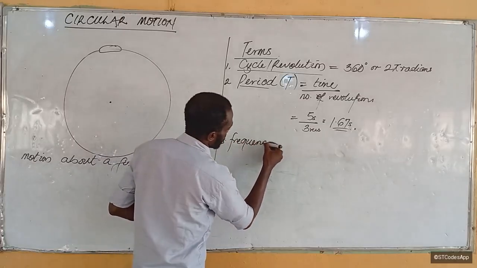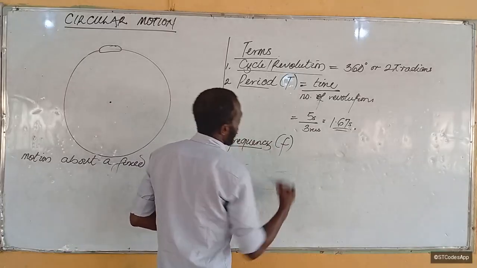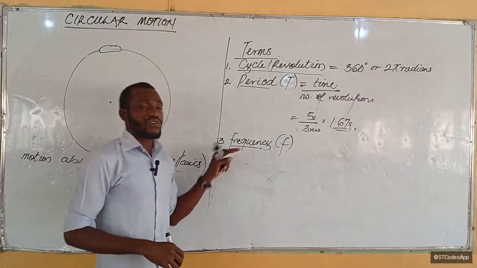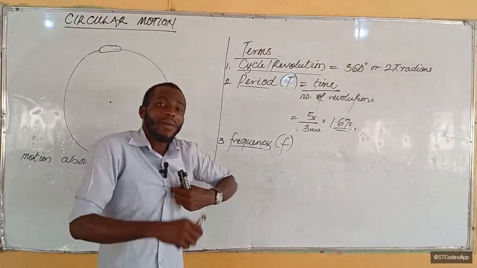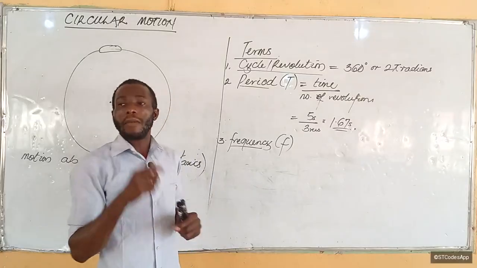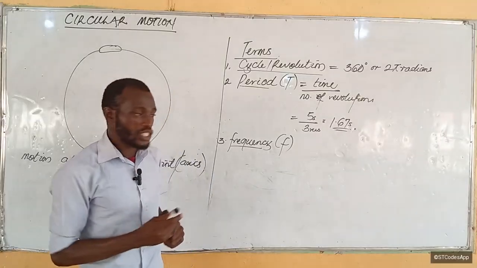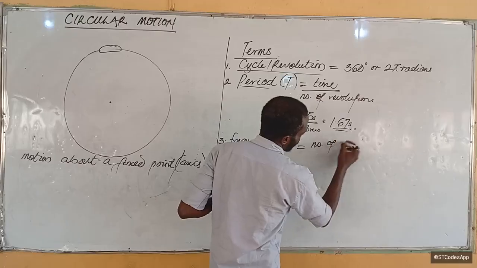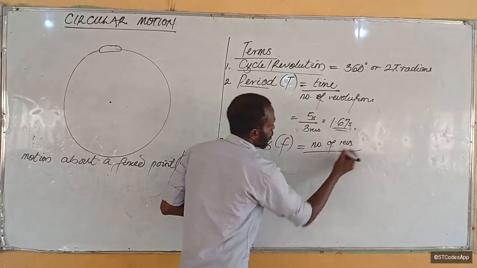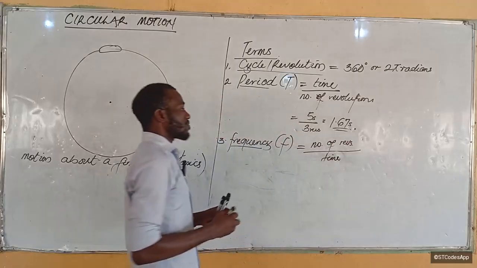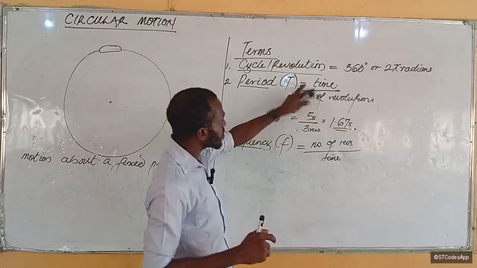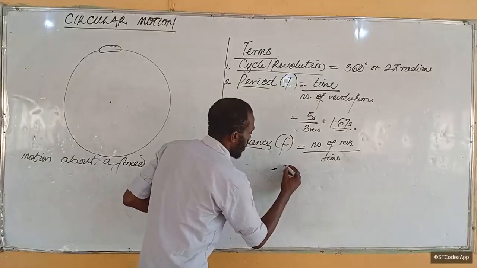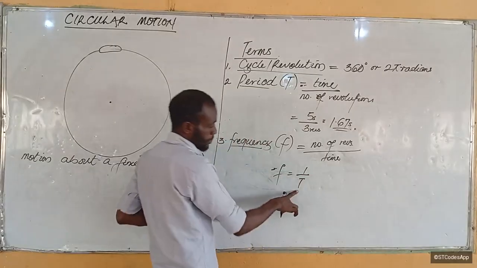I'd like to explain frequency next. Now frequency is denoted by F. Now in some textbooks, period is denoted by P, okay? Frequency is the number of revolutions you are able to complete per unit of time. Mathematically it is defined as the number of revolutions per unit of time. Now what do you notice? You notice that it is just the reverse of period, the inverse of period. So that is why F is given as 1 over T, capital T.